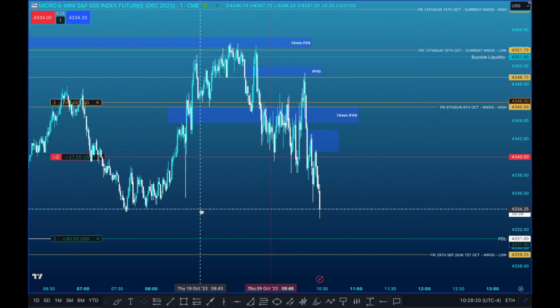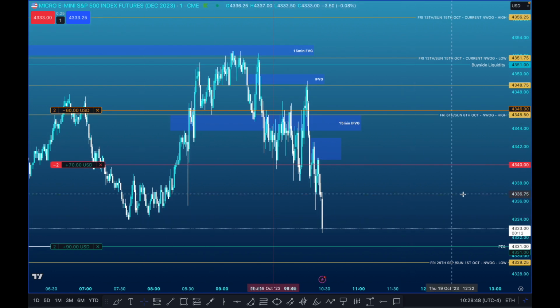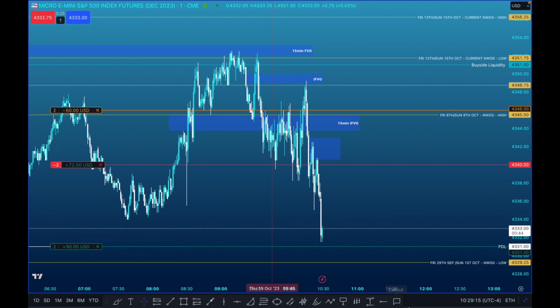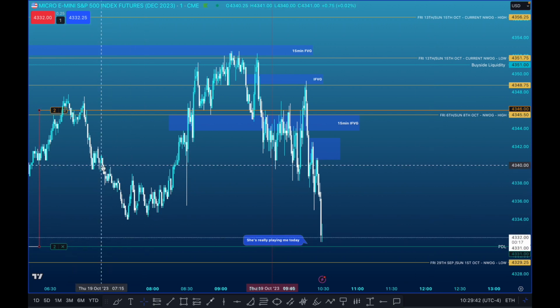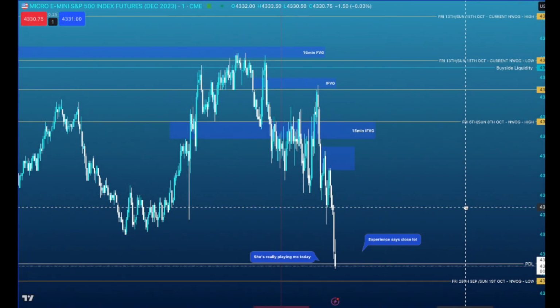But overall, I'm pretty happy with today's performance, and we've taken that liquidity just now. It was playing around with me a little bit today when we had that run back up into the inversion fair value gap. Experience says close it just before your profit target, because of the amount of times I've been in trades and it's reacted like 1 pip away from my target. In this case it went a little bit beyond that, but I'm not too concerned, and these are all the executions.